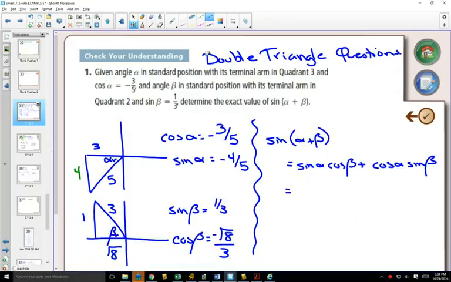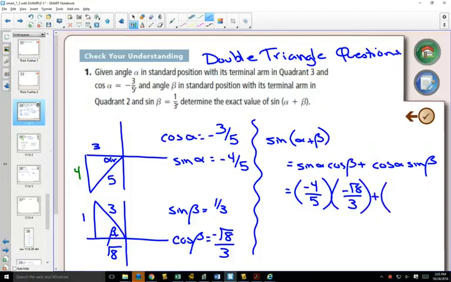So the important thing to realize for this next step, do you know what alpha is? No. But you do know what sine of alpha is. I don't know what alpha is, but I know what sine of alpha is. So the entire sine of alpha gets replaced with -4/5. So you don't write sine of -4/5 because you don't know what alpha is. You just write the -4/5. And you don't write cos of -√8/3 because you don't know what beta is. But you do know that cos is -√8/3.